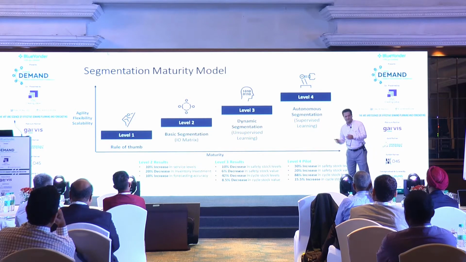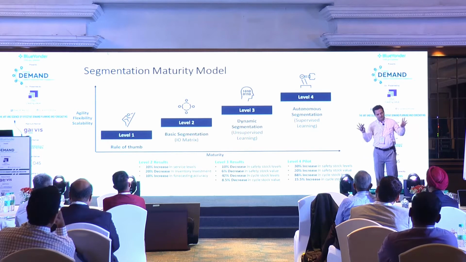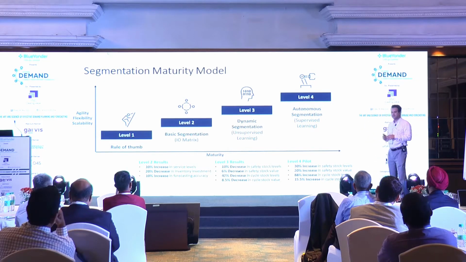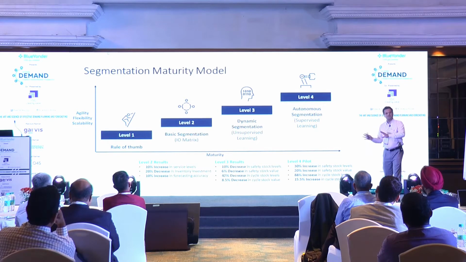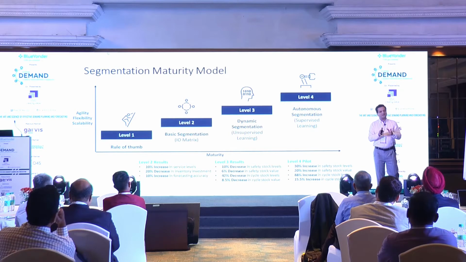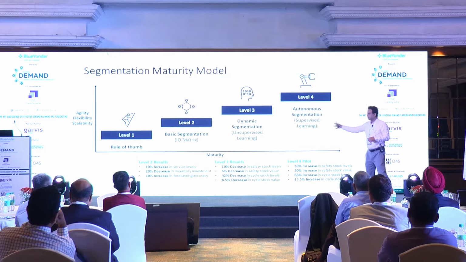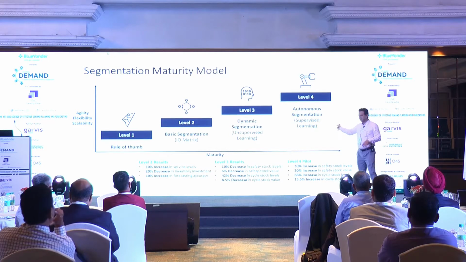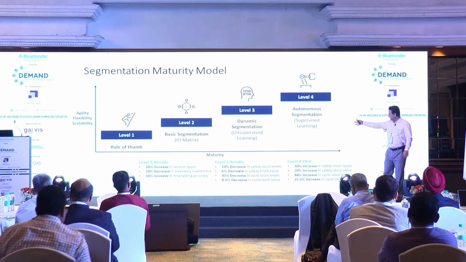So I've used some words here. Dynamic segmentation, unsupervised learning, right? Buzzword. Autonomous segmentation, supervised learning. Well, you're just letting somebody run some algorithms to cluster your data to give you some clusters. And then you're using your Y as a function of X1, X2, X3 to try and predict what X1, X2, X3 is going to be. So it's simple things, just said differently, but at the end of the day, it's all your statistical and regression models which are coming into play.